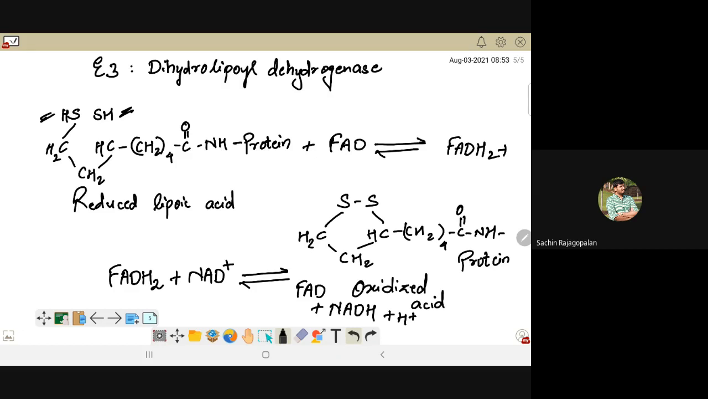Because you know that NAD gives 2.5 moles of ATP, while FADH2 gives 1.5, right? So wherever it is possible to maximize the gain of ATPs, the cell will try that. So in this case, you can see that FADH2 is being oxidized and that hydrogen is being taken up by NAD to form NADH. So obviously here the gain of energy will increase. Are you all understanding this? Are you all with me?